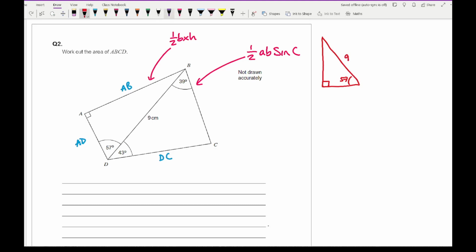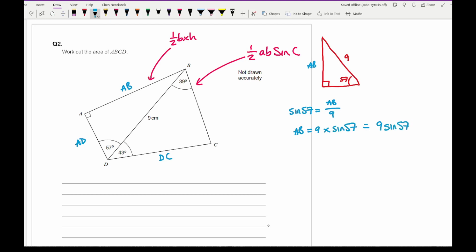So if I then work out what AB is first, this is going to be using SOHCAHTOA trig. Here I've got the hypotenuse and the opposite, so that is going to be using sine. So sine 57 equals AB over 9. So AB equals 9 times sine 57, which on the calculator gives me an answer. Well, I'm actually going to leave it as 9 sine 57.